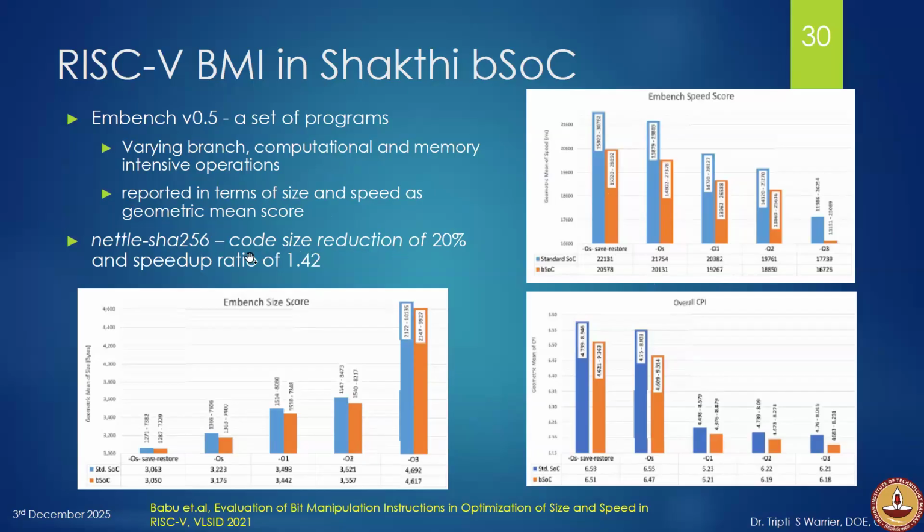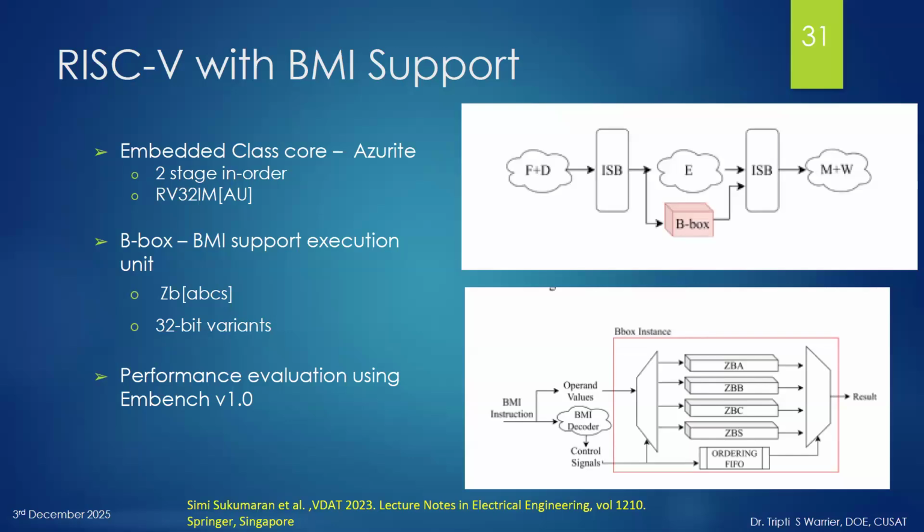For SHA, a code size reduction of 20% happened with a speed up of 1.42. So we saw that on all applications there is a performance improvement, and what is important is that there are these security related applications in mbench also. We were able to see significant performance improvement. So this is an implementation where the bit manipulation unit is a kind of a co-processor and not tightly coupled.